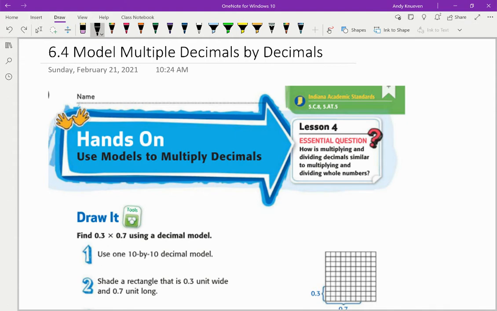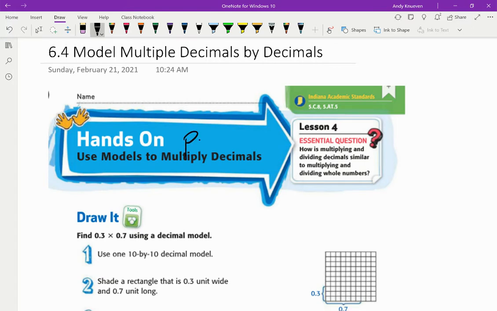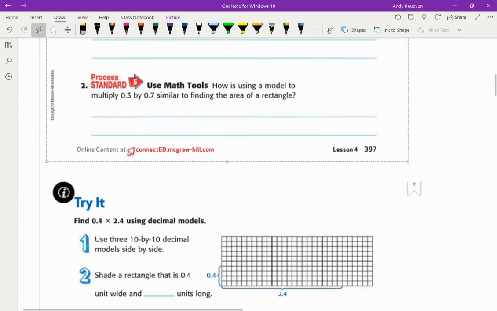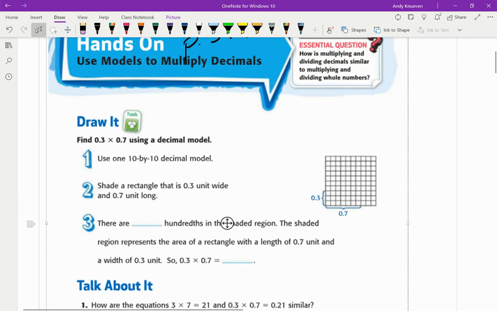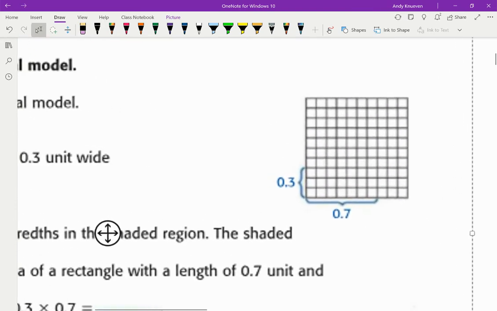And if you're not sure what page we're on, we should be on page 397. I believe that's where we're at. Yeah, page 397. Perfect. All right, so doing this, we are going to be looking at this a lot more visually, in a geometric way, using our area model here.